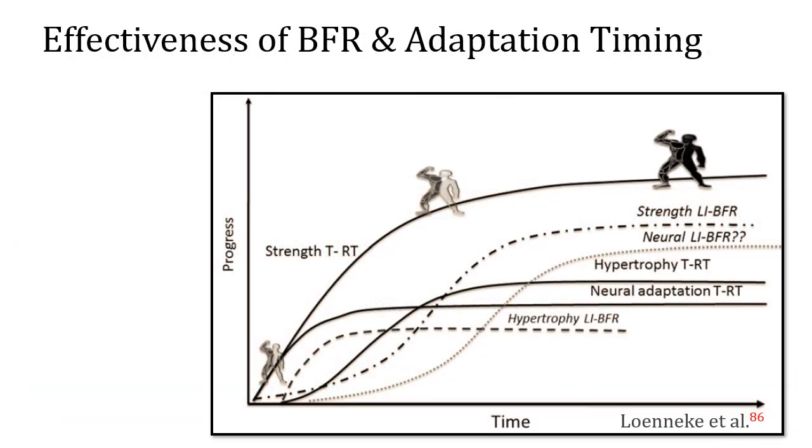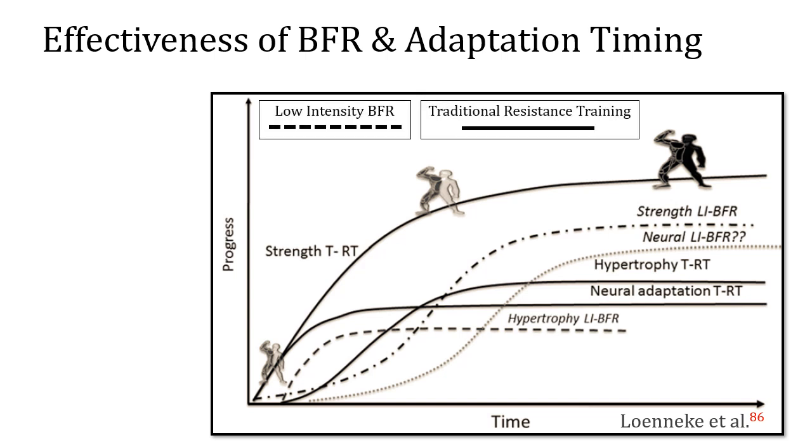Okay, so on the y-axis you have progress, or you can think of it as physiological adaptations. Across the x-axis you have time, and we're looking at 3 different adaptations. We're looking at strength, we're looking at neural adaptations, we're looking at hypertrophy. And we're looking at this in comparison in the context of low intensity, that is LI-BFR, or TRT, or traditional resistance training. So when we first look at the hypertrophy, right?